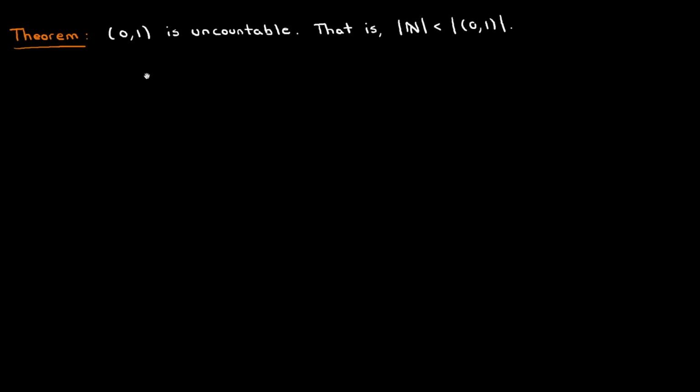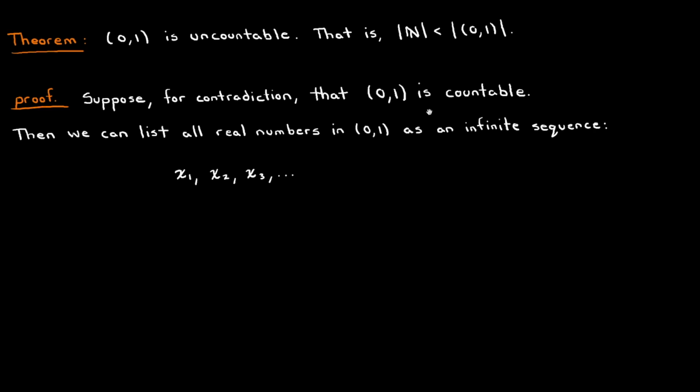With these definitions in mind, we begin by showing that the open interval from 0 to 1 is an uncountable set. That is, the cardinality of the open interval from 0 to 1 is strictly larger than that of the set of natural numbers. There is no bijection or one-to-one correspondence between these two sets. There will always be elements left over in the open interval from 0 to 1 if you try to make this correspondence. To prove this result, we will argue via contradiction. We will suppose, for contradiction, that the open interval from 0 to 1 is countable.